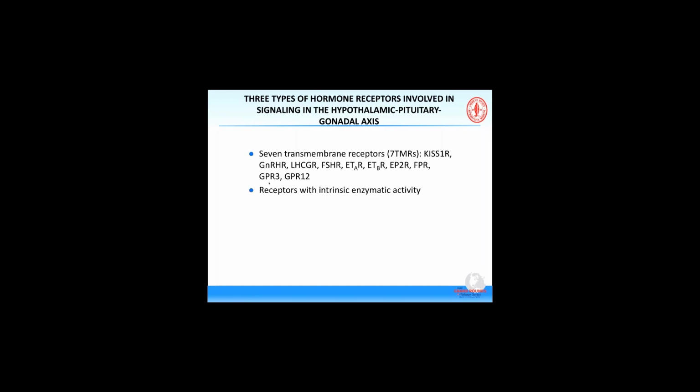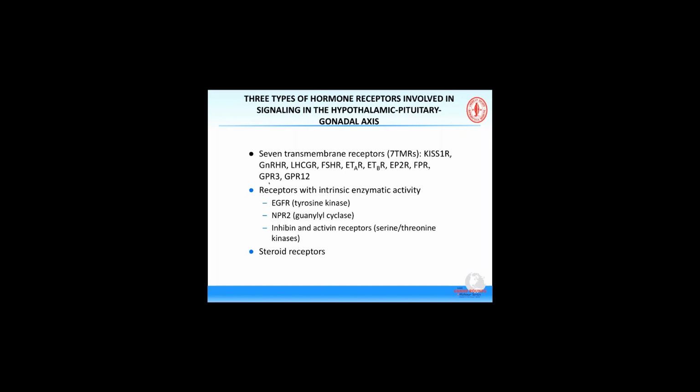There are also receptors that have an intrinsic enzymatic activity, and thus include receptors such as the EGF receptor, which has tyrosine kinase activity, the NPR2 receptor, which is a guanylate cyclase, and then inhibin and activin receptors that have serine and threonine kinases. And of course, there are also receptors for steroid hormones, but we will not deal with those at all because those are not peptide hormones.